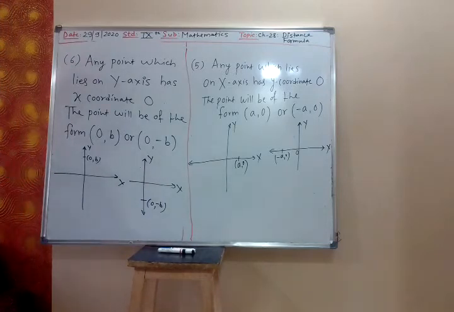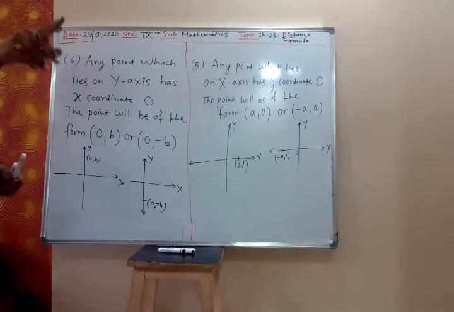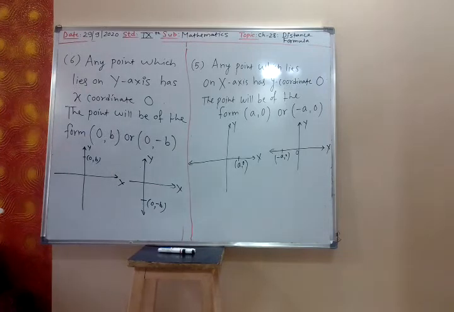If the first coordinate is 0, it is a point on the y-axis. If the second coordinate is 0, it is a point on the x-axis. So this you have to remember.